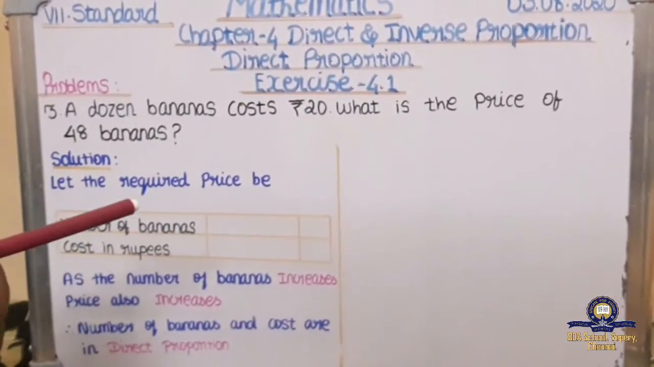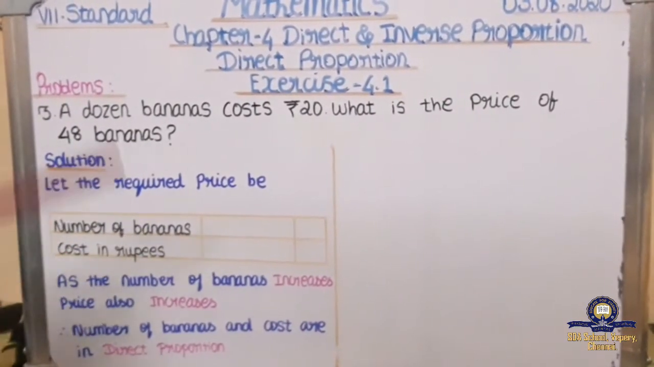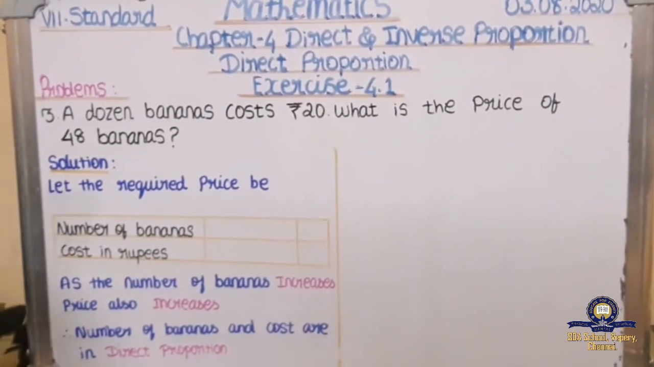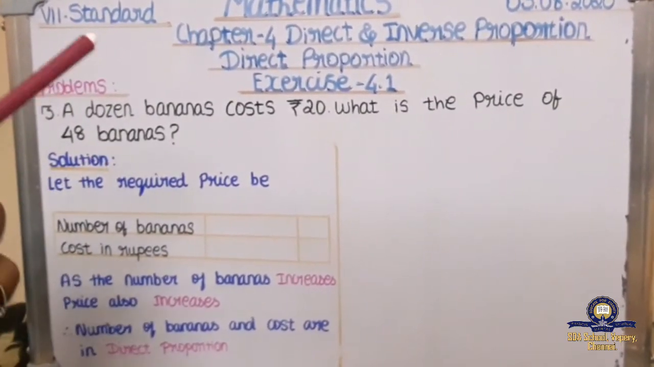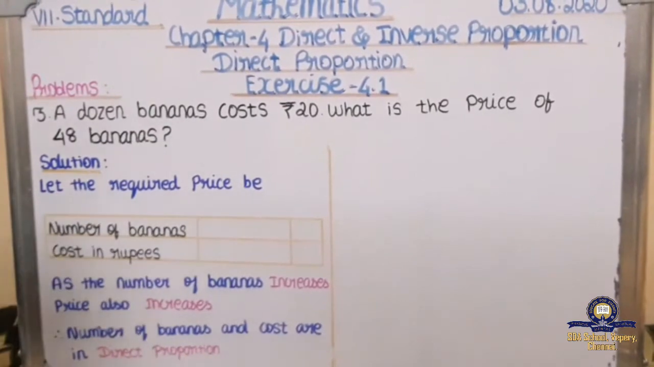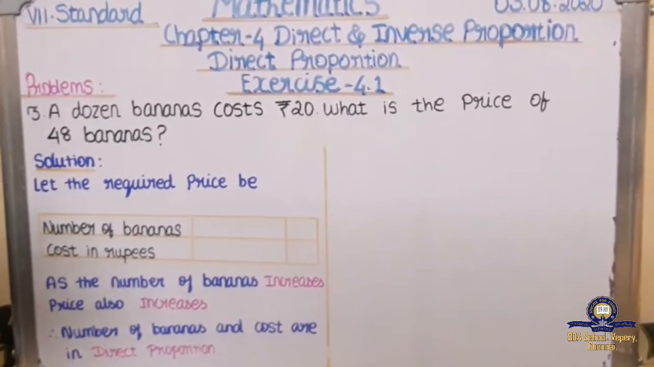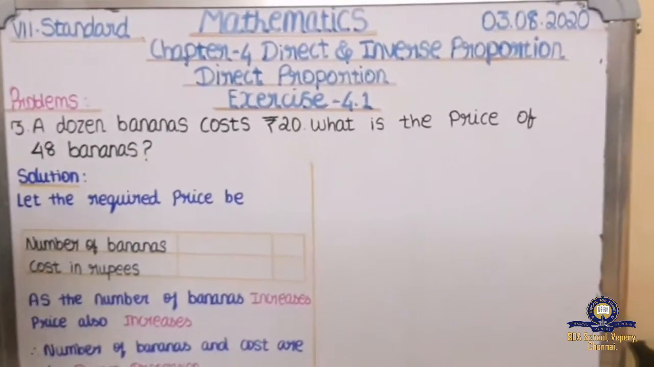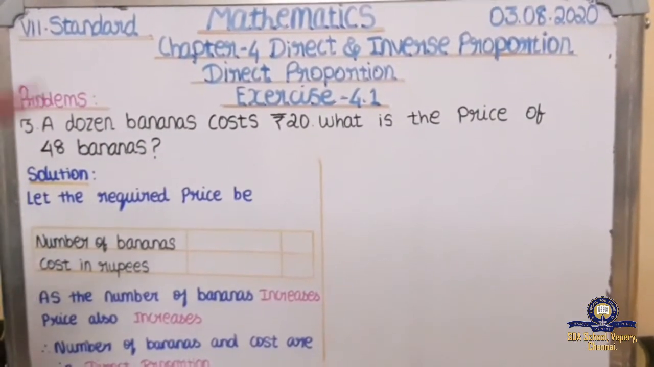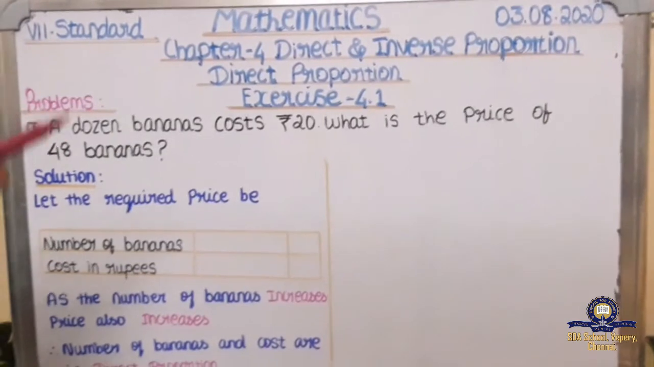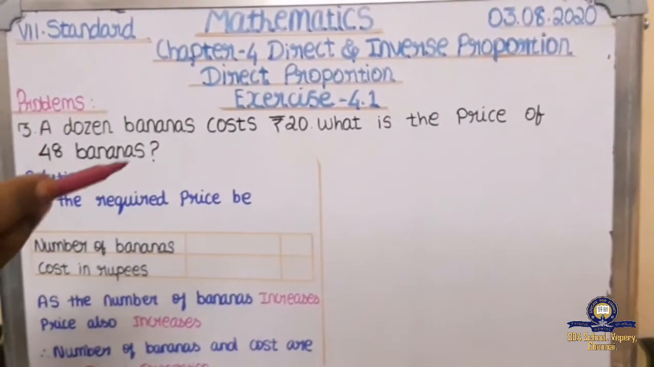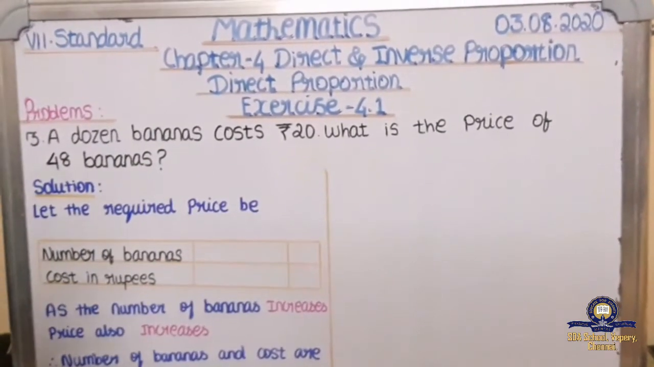Now we enter into a problem from exercise 4.1. The first problem given here is: a dozen bananas cost rupees 20. Then what is the price of 48 bananas? So here first we need to say what a dozen is. Dozen means it contains 12. So 12 bananas cost rupees 20. Then what is the cost of 48 bananas?